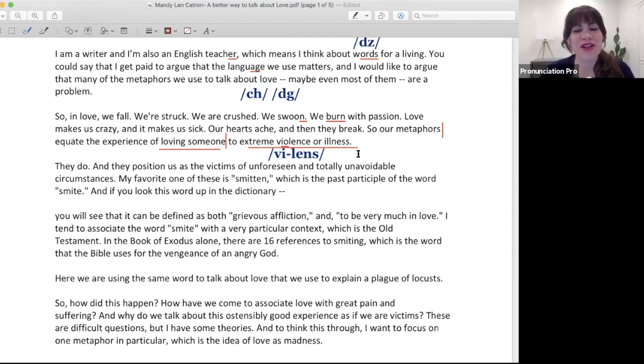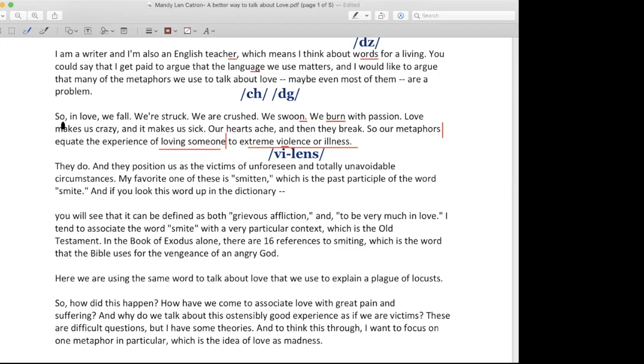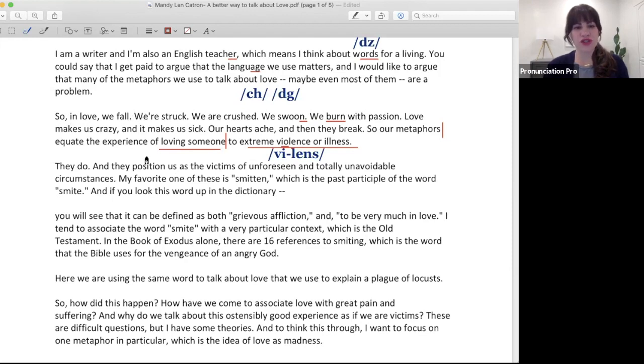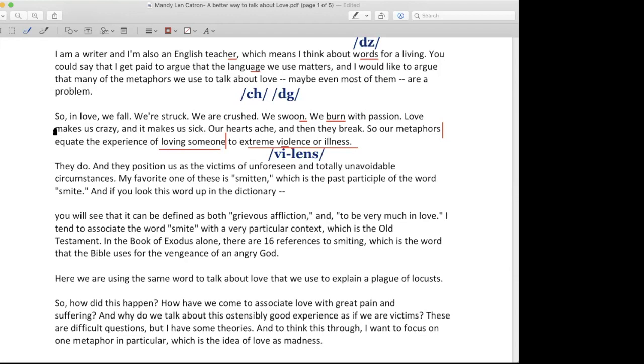Okay, so I want you to actually do that paragraph that we just worked on. I want to hear your interpretation of this, and instead of the rising intonation at the end of the list here at the beginning, I want you to do the falling intonation that I had demonstrated. Okay, for the first sentence? So in love we fall, and you can do the whole paragraph here.